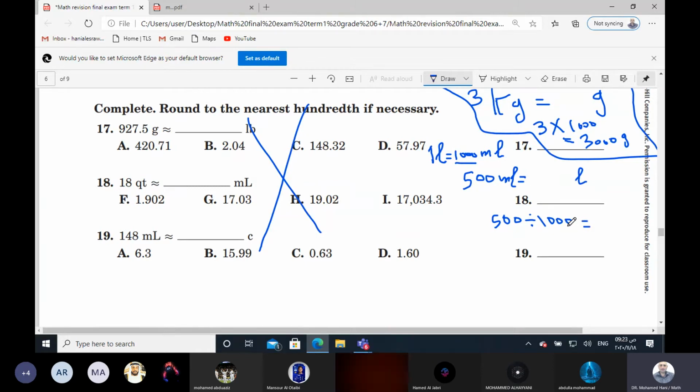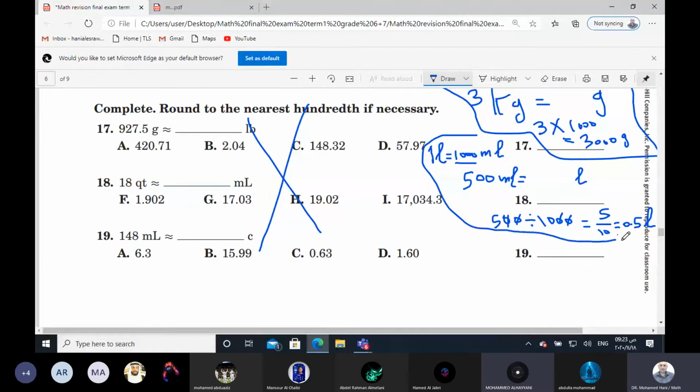When you have division, you can remove the same number of zeros. Zero from here and zero from here, zero from here and zero from here. Remains 5 divided by 10. 5 divided by 10 means 0.5. Mister, 0.5 liter. Who has any question here?